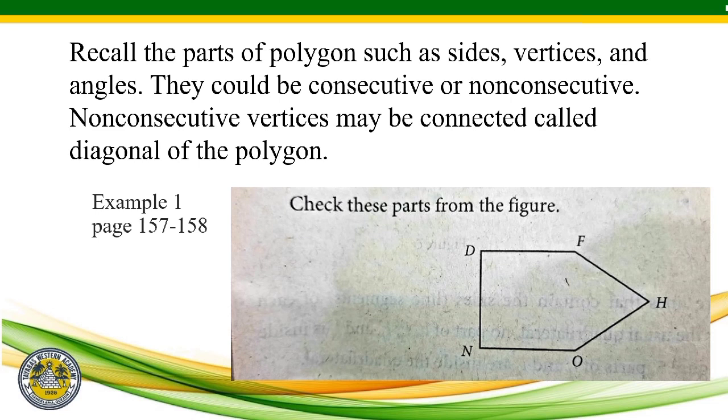In this example, we can find other consecutive sides such as line segment NO and line segment OH. The non-consecutive sides are line segment NO and line segment FH. The consecutive vertices are point N and point O, or vertex N and vertex O. The non-consecutive vertices are vertex N and vertex H. The consecutive angles are angle N and angle O. The non-consecutive angles are angle N and angle H. And the diagonal is line segment FN.